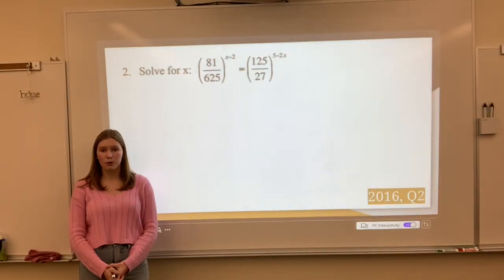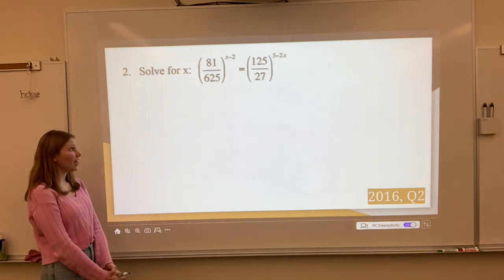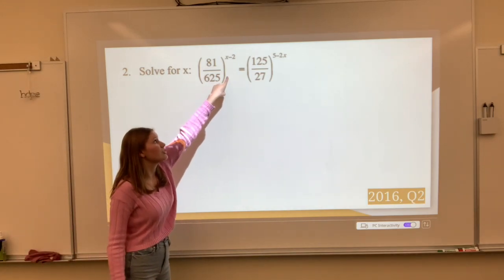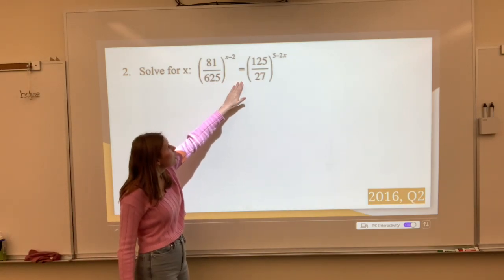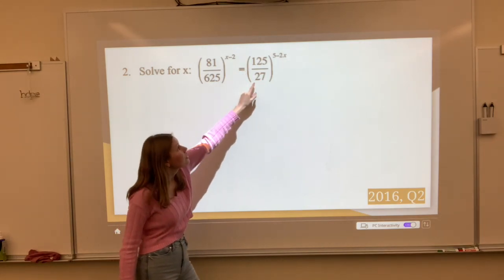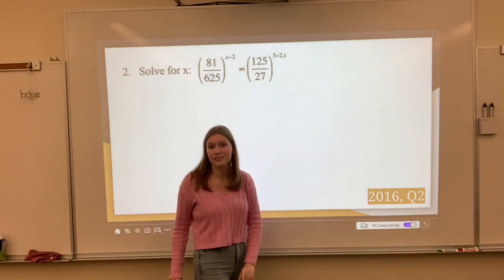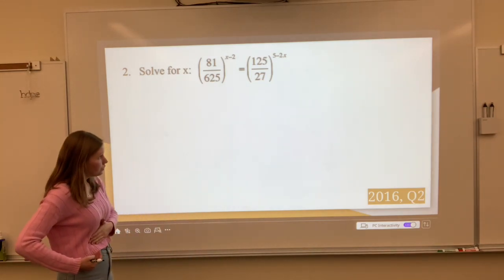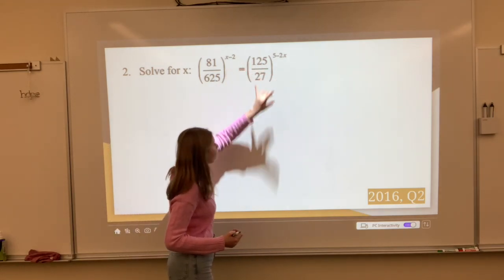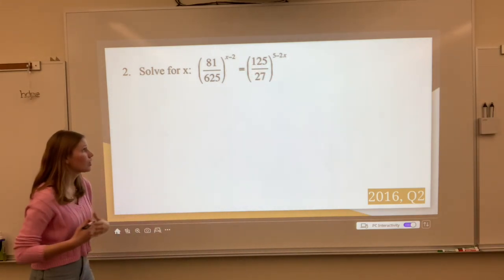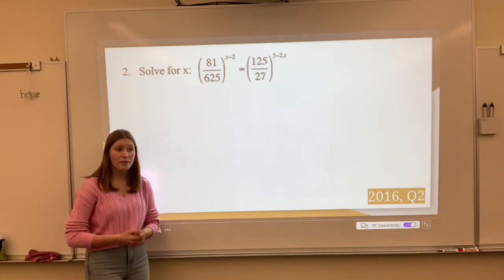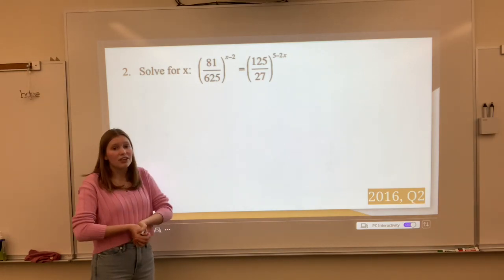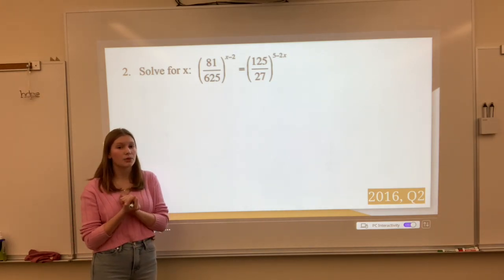Alright, here's our last 4-pointer of the video. Solve for x: 81 over 625 raised to the x minus 2 is equal to 125 over 27 raised to the 5 minus 2x. Well, okay, that's a lot. We have a lot of big numbers, and we, of course, have variables in the exponents again. So, like we did many times before in all the problems, let's try and find a common base so we can set our exponents equal to each other.